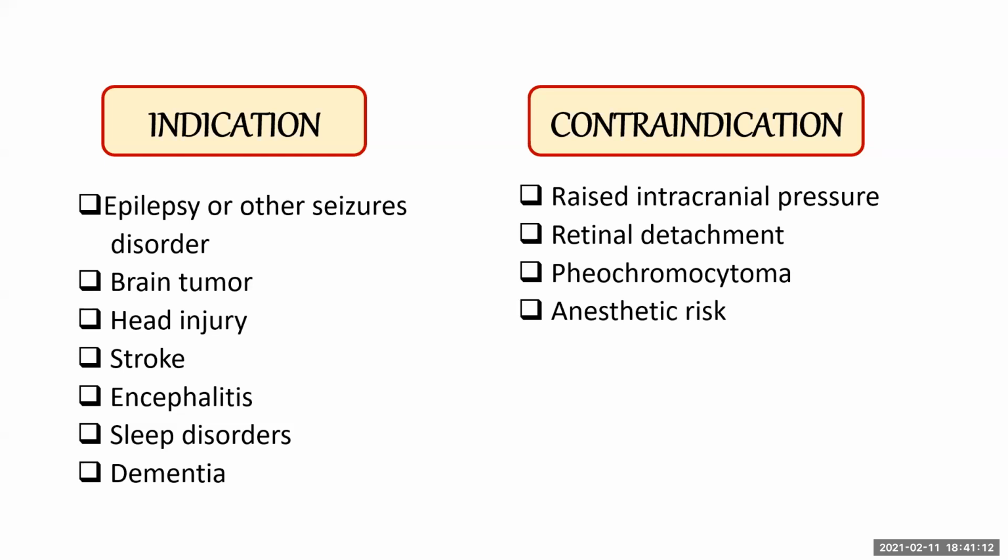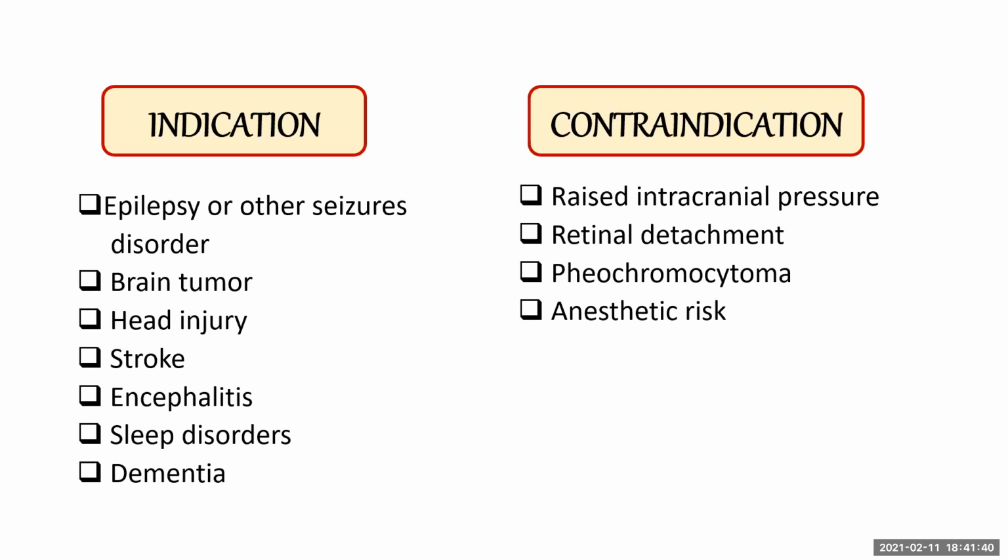Second, it can also help in brain lesion disorders, for example brain tumor, head injury, stroke, and encephalitis. In all these brain lesion diseases, usually the EEG result will appear slow, depending on the size and location of the lesion itself. Lastly, it also helps to diagnose sleep disorders and dementia.